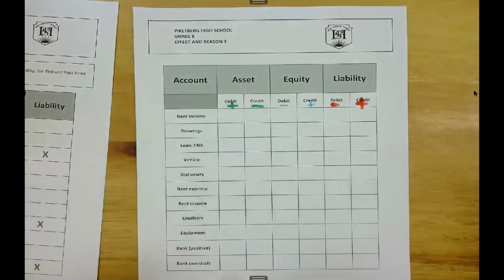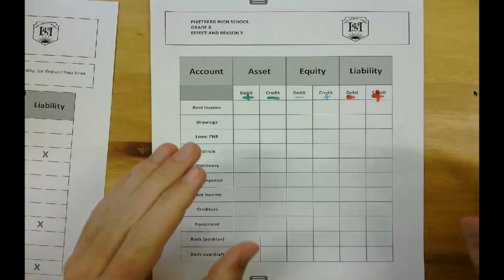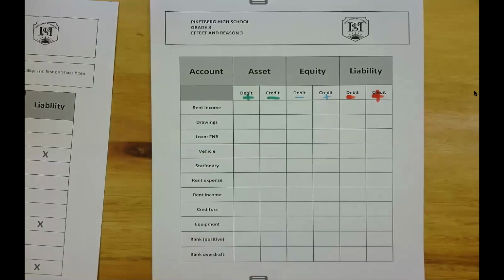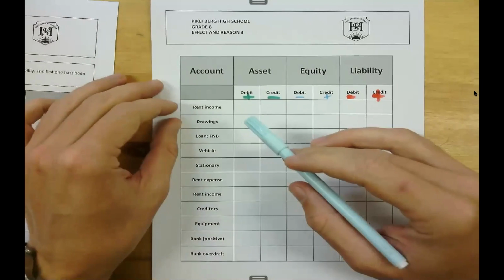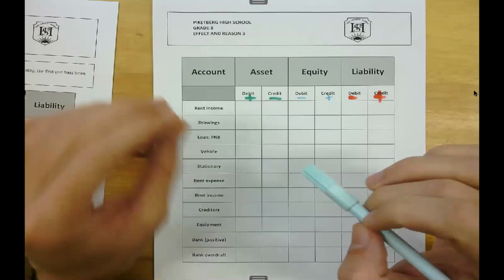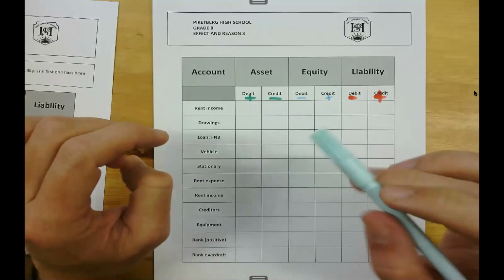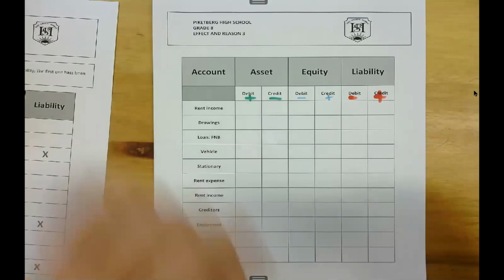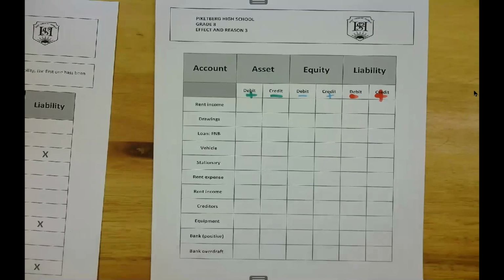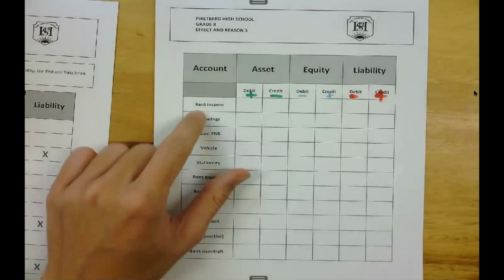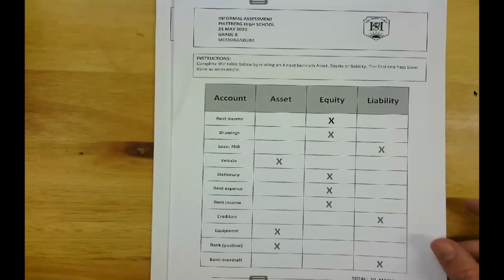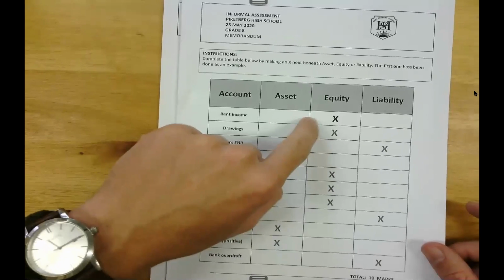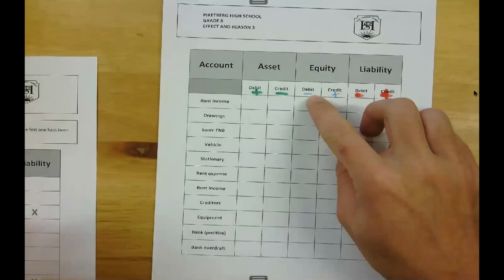Okay, so all I'm going to do now is say on which side the different accounts' balances would be, initially. Right, let's start. You will pick it up as we go along. Rent income, we said, is a type of equity account, as you see there. So it must be equity.